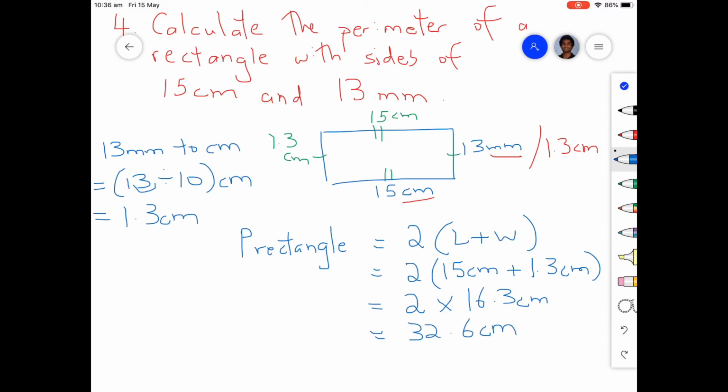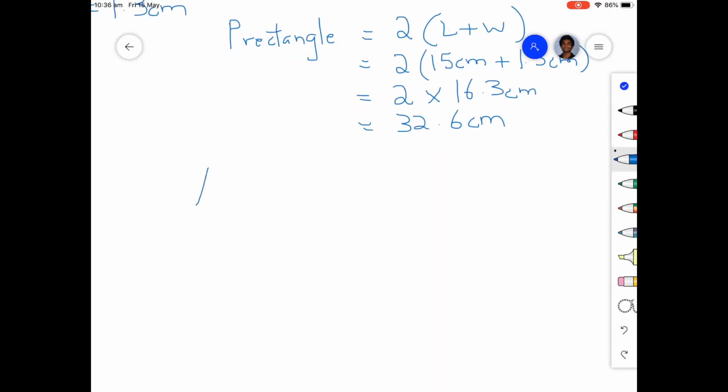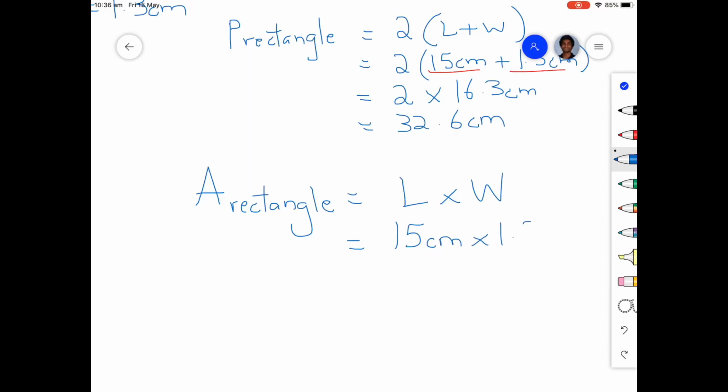On that note though, let's try and calculate the area of this rectangle. Now, as you should know, the formula for the area of a rectangle is just length times width. So looking at this same rectangle, we know the length is 15 centimeters, and we're multiplying that by the width, which is 1.3 centimeters. So very simply, we have 15 times 1.3, and our final answer is 19.5 centimeters squared.